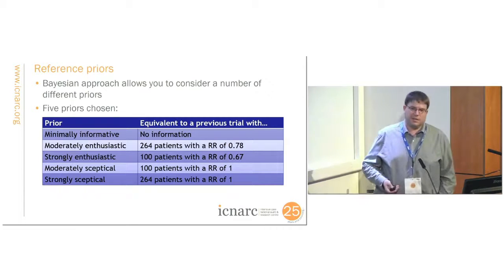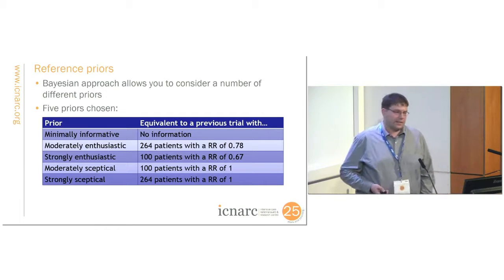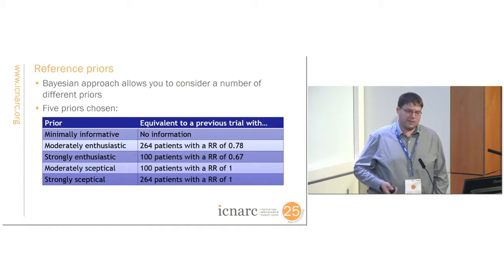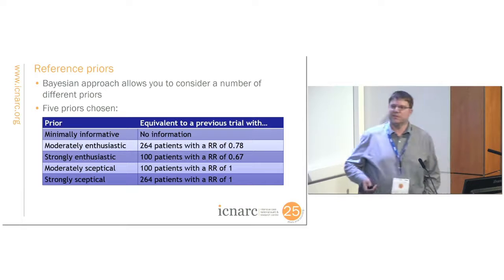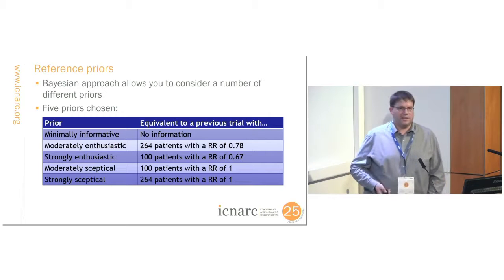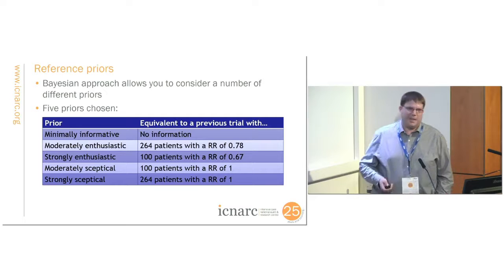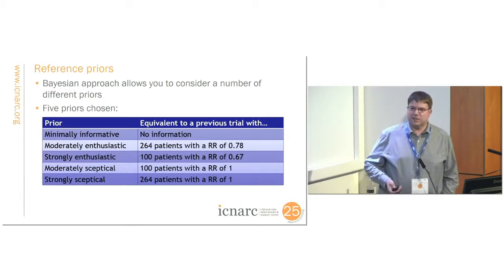And then they looked at 4 different priors. A moderately enthusiastic prior, so that would have been equivalent to a previous trial that had 264 patients and a relative risk of 0.78. They chose that relative risk of 0.78 because that was the effect size in the ARDS-net low tidal volume trial. So that's saying that our moderate enthusiast believes that ECMO would have a similar effect to low tidal volume ventilation. And although they're the moderate enthusiast, actually their belief in that value is slightly stronger. That's equivalent to quite a large trial, in fact, larger than any modern day trial of ECMO.